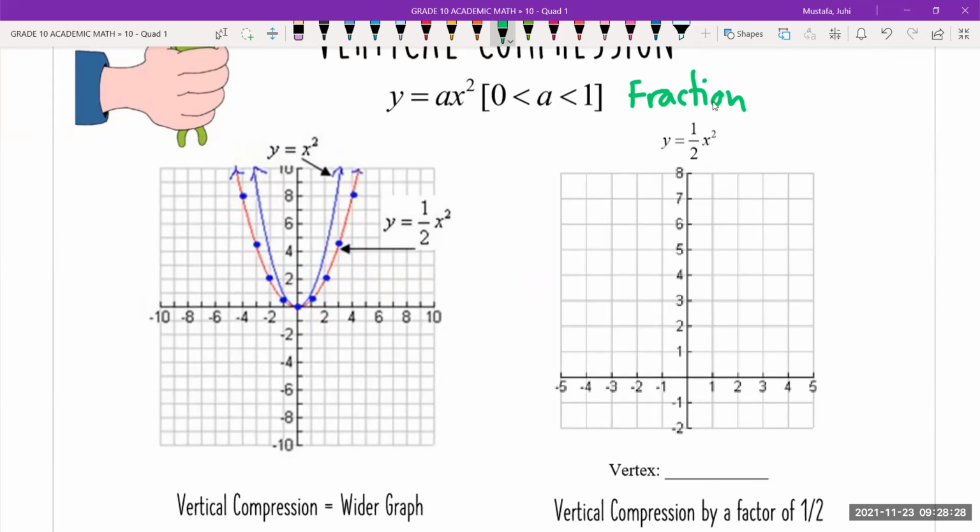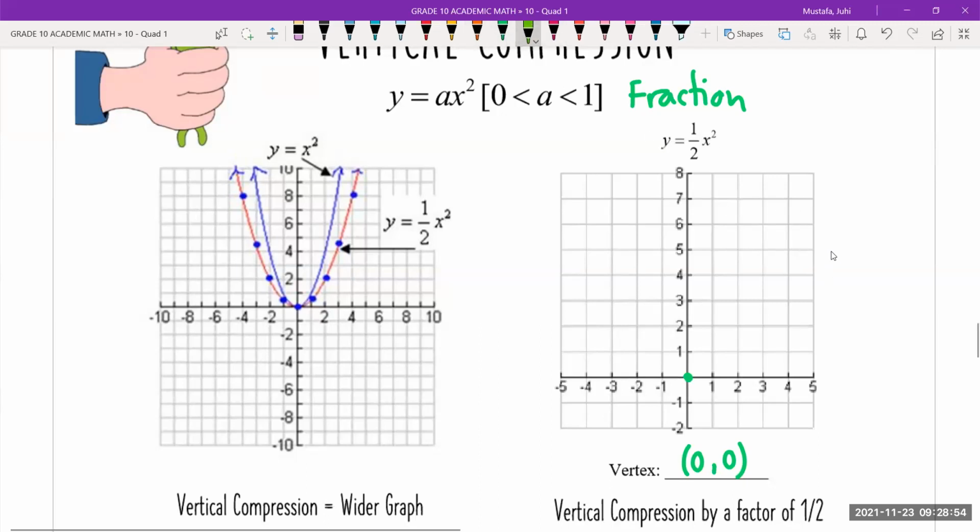So our question right here, y is equal to half x squared. Does this have a vertical translation? Is the parabola moving up or down? No. Does it have a horizontal translation? So what's our vertex? Good. So we'll identify our vertex. The only two things that affect the vertex are horizontal translation or vertical. The stretch does not affect it. The stretch only affects the shape of the graph and the step pattern.